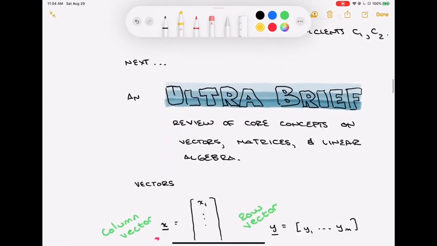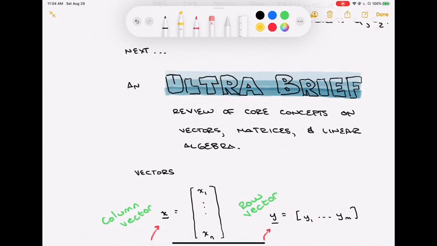We're going to switch gears now, and we're going to be dealing with really the last part of the background chapter, and that is something that deals with vectors, matrices, and some basic linear algebra techniques. There's no way that we can do this topic justice in half a lecture, so it's absolutely going to have to be ultra brief. So this is a really brief review of the core concepts in vectors, matrices, and linear algebra.